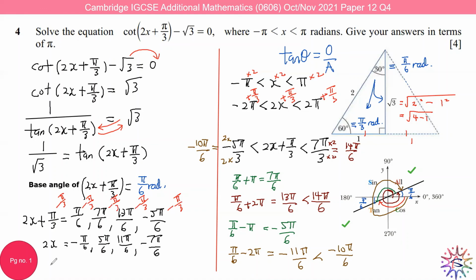And next, we will divide each angle by 2. So we have x equals to negative pi over 12, 5 pi over 12, 11 pi over 12, and negative 7 pi over 12. So these are the possible angles of x.